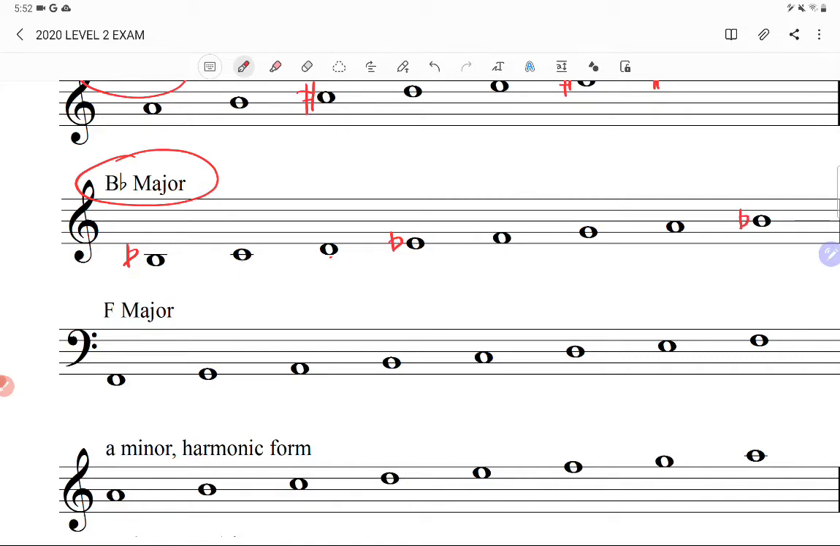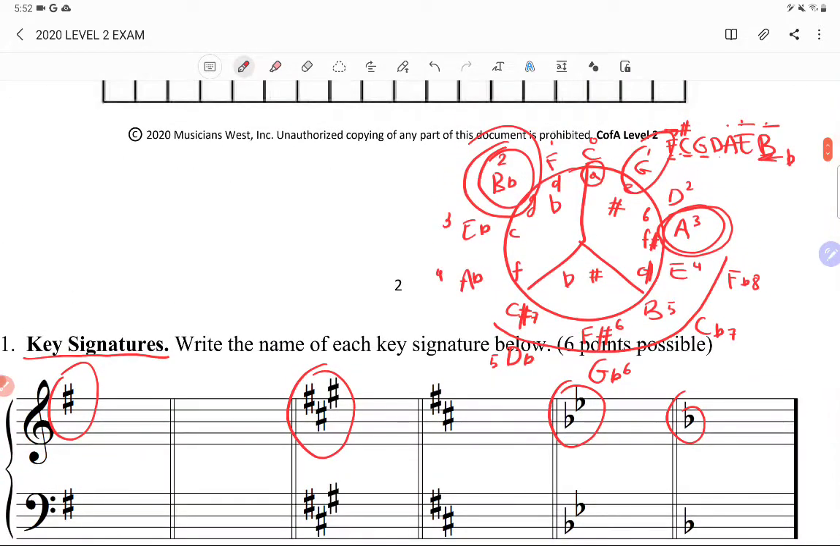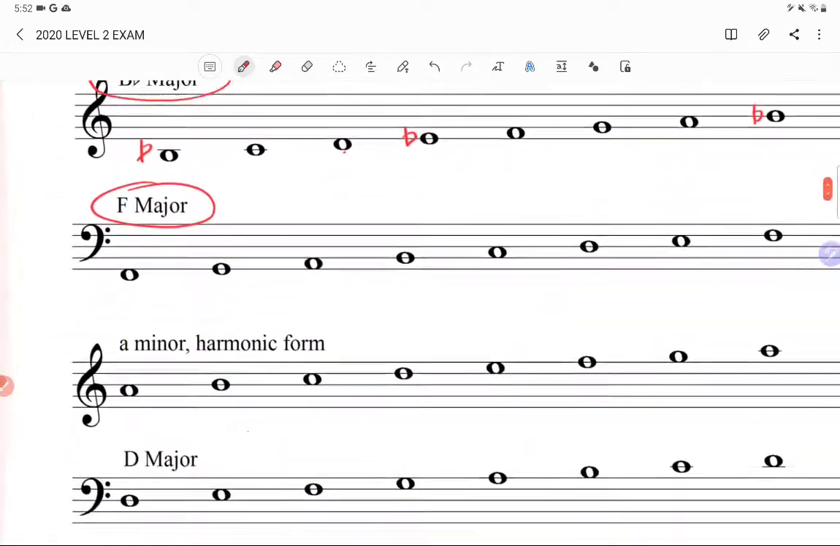Now I hope you can do the F major by yourself. Okay, figure it out. Use the circle of fifths. Where's your F? In this case, it's right here, right?